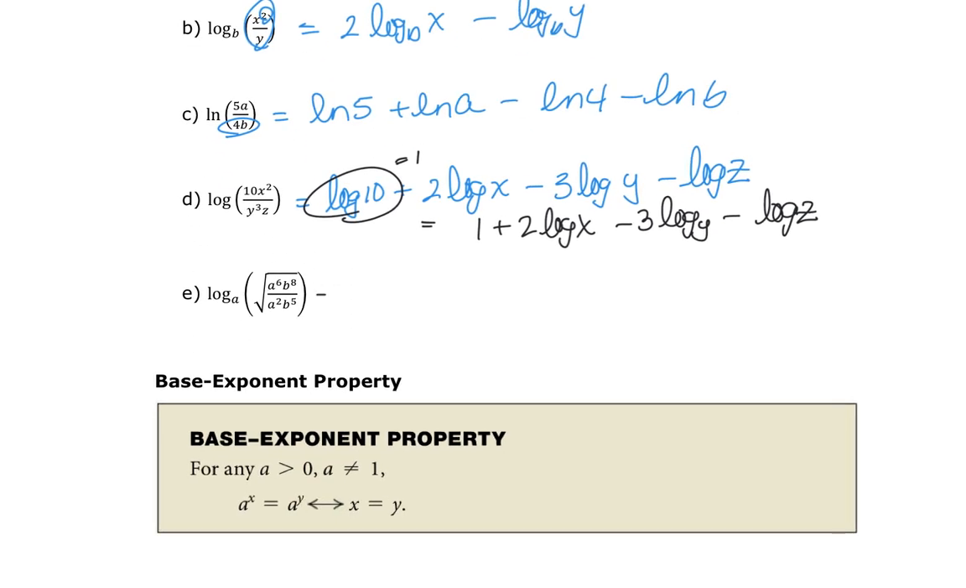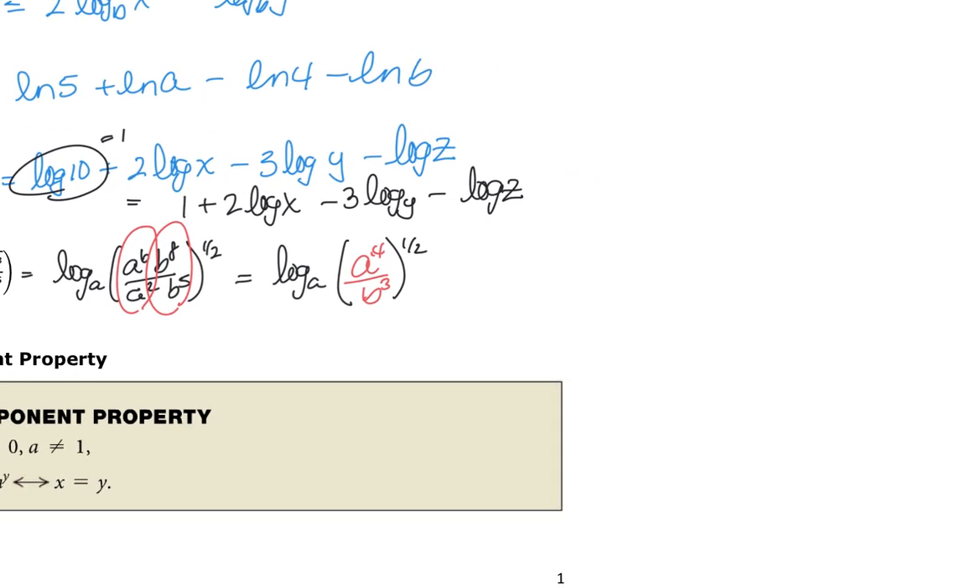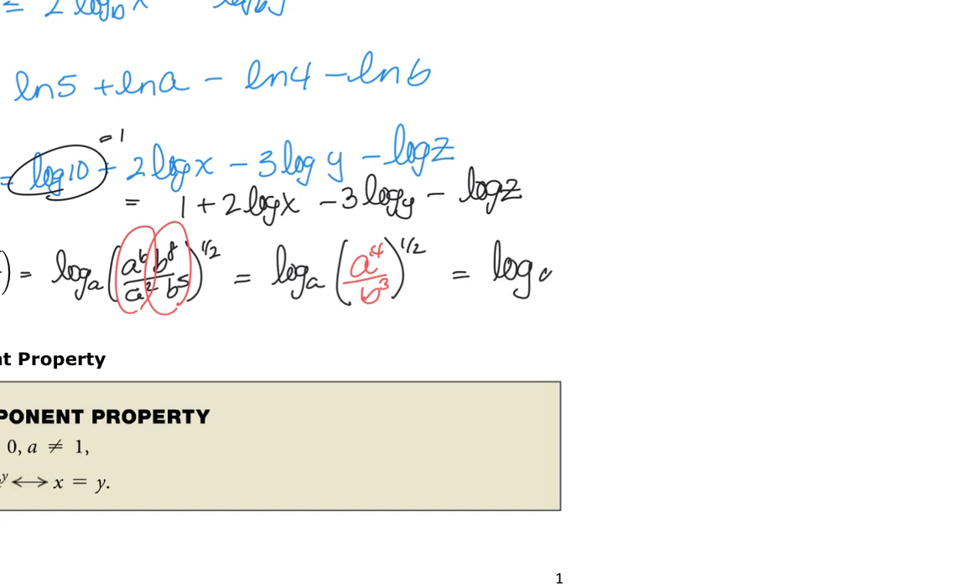This very last one is the same thing as the log base a of a to the 6th, b to the 8th, a to the 2, b to the 5, all raised to the 1/2. Which is the same thing as the log base a of, and I'm going to reduce that to a to the 4th, and I'm going to reduce this to b to the 3, raised to the 1/2, some algebra here. Now I'm going to rewrite this as the log base a of a raised to 4 divided by 2, b to the 3 divided by 2, which is the log base a of a squared over b raised to the 3/2.